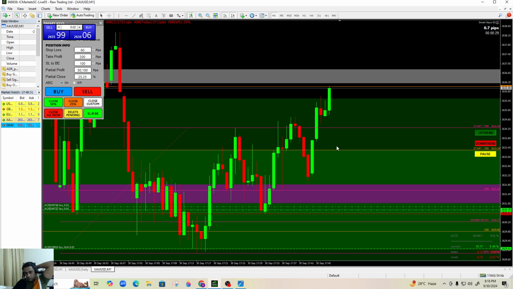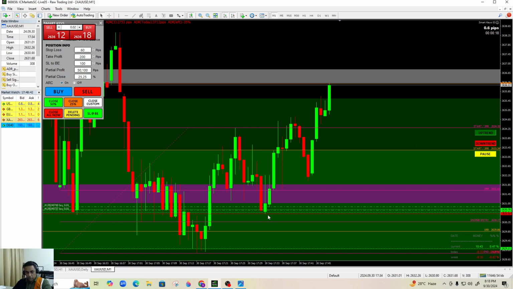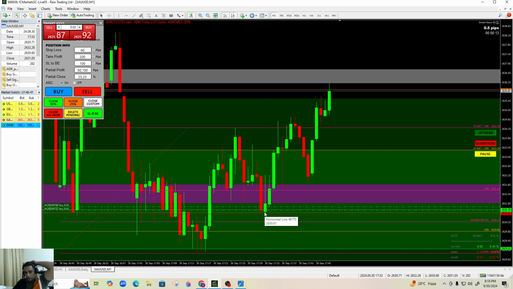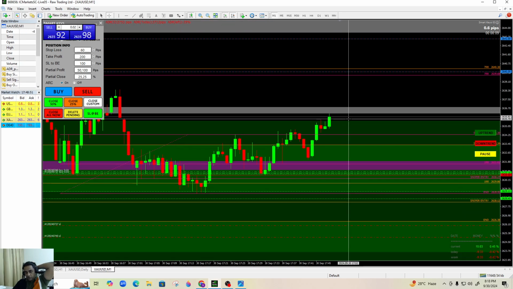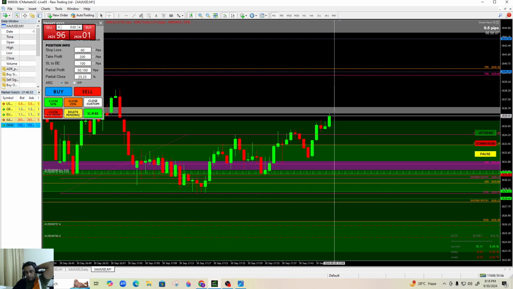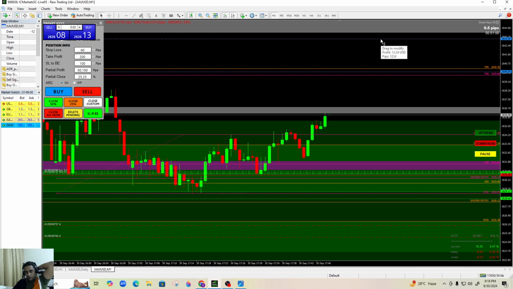Okay, partial positions closed on both. So now I'm going to put my stop loss under here. I'm going to close my pending orders. Put the stop loss under here, which is now a break-even trade, just 2 pips under the entry. And we're going to see if this runs. If it runs here, it's about 90 pips. If it runs here, it's about 123 pips. Okay.